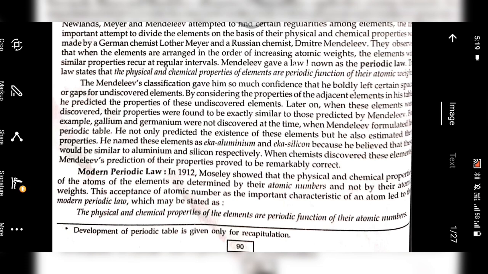Modern periodic law. In 1912, Moseley showed that the physical and the chemical properties of the atoms of the elements are determined by their atomic numbers and not by their atomic weights. This acceptance of atomic number as the important characteristic of an atom led to the modern periodic law, which may be stated as: the physical and the chemical properties of the elements are a periodic function of their atomic numbers.